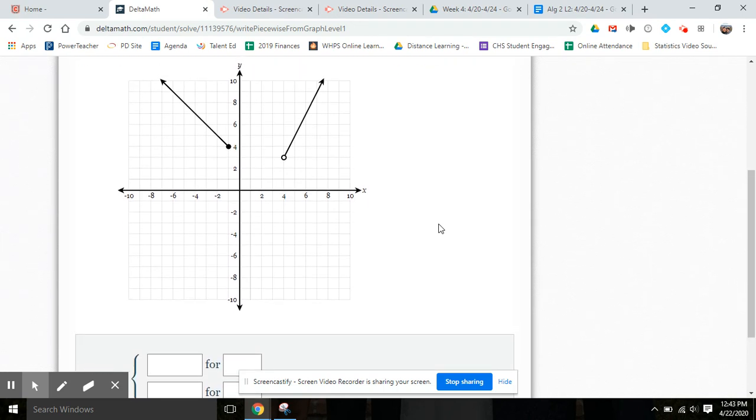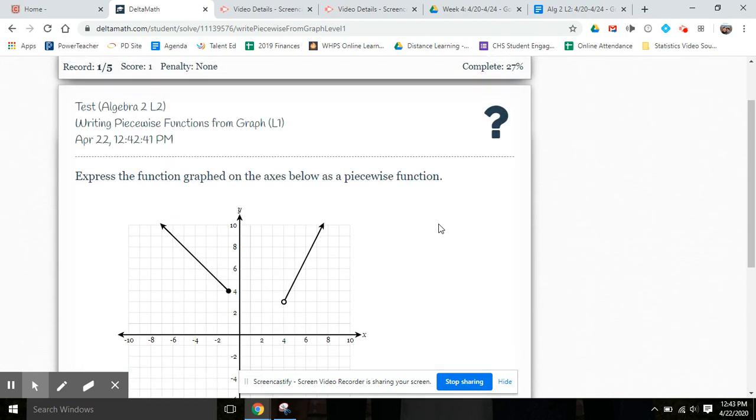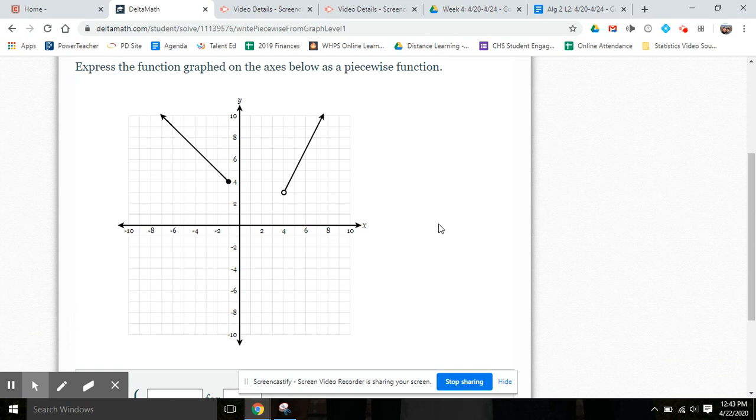What we did in class or in our meeting on Monday or Tuesday is we talked about writing equations from the graph. First, you need to think about where these boundaries are. So this one's at -1, right? And this one here is at 4. So I have two parts. I have one where x is going to be less than -1, and I have another part where x is going to be greater than 4.